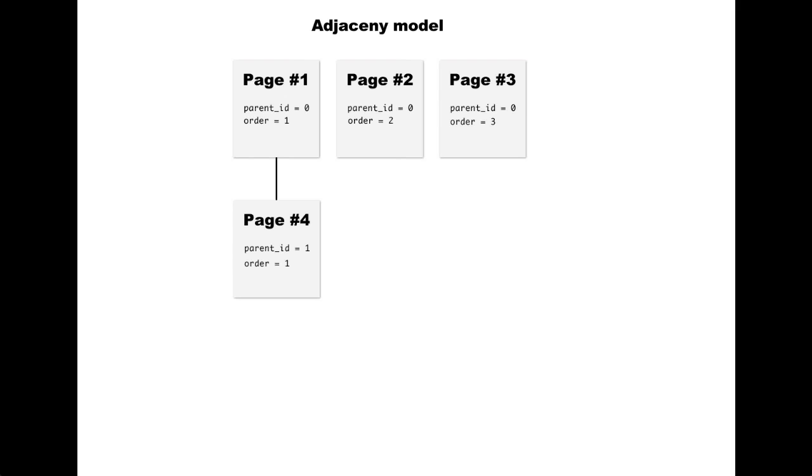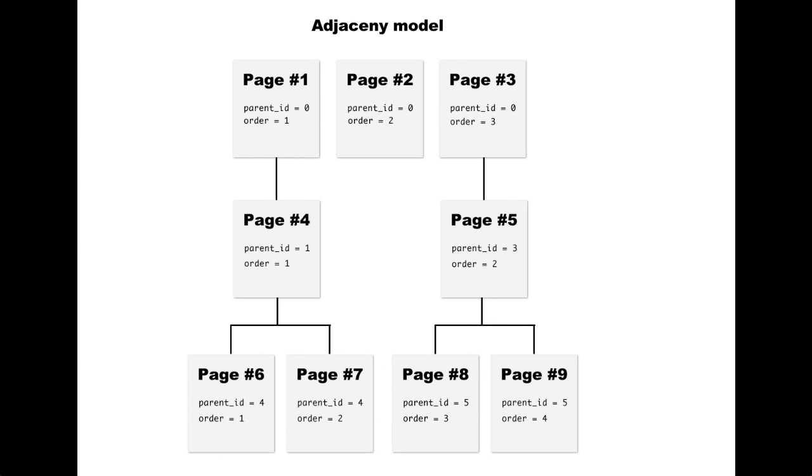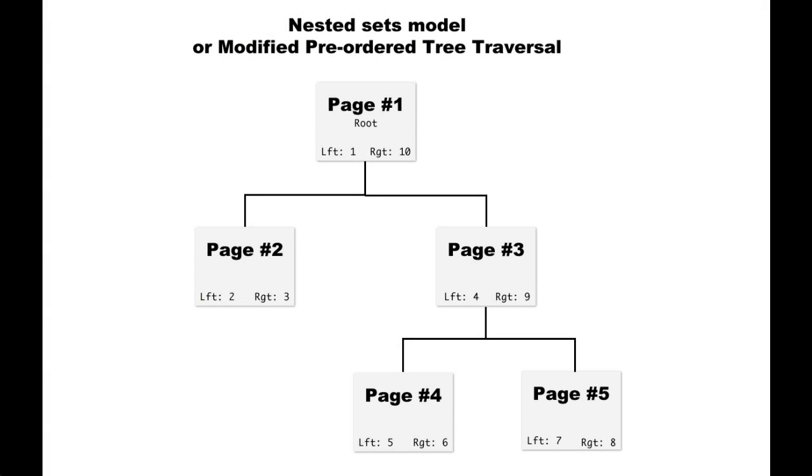But it starts to present problems when you have trees consisting of 3 or more layers. Then you need a whole bunch of queries just to get all the pages out of the database, and that's not good for performance. Now the second model is called the nested sets model, or modified pre-ordered tree traversal model. To be honest, that's the model that I prefer.